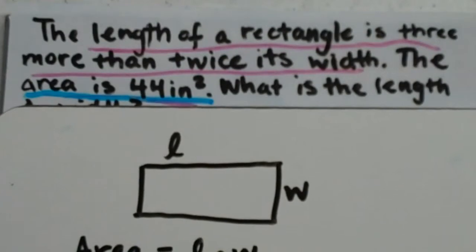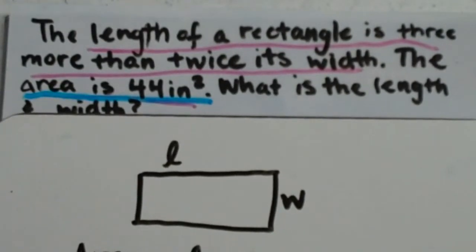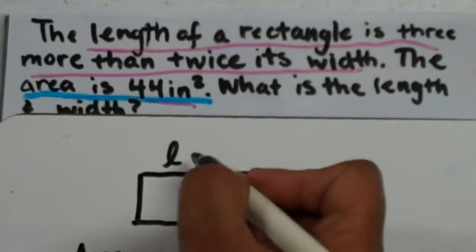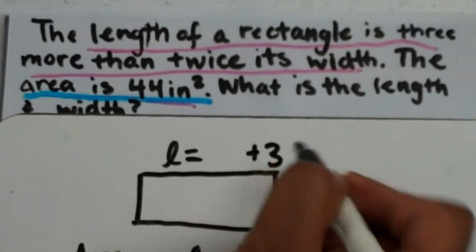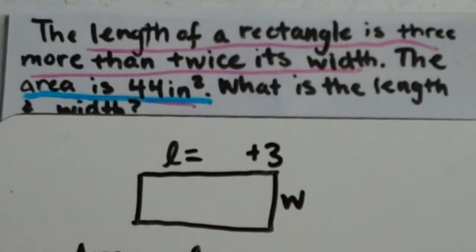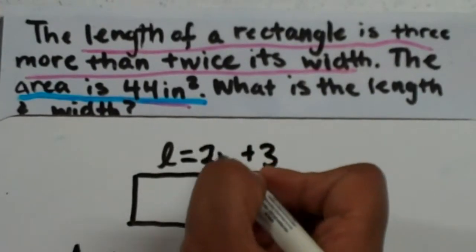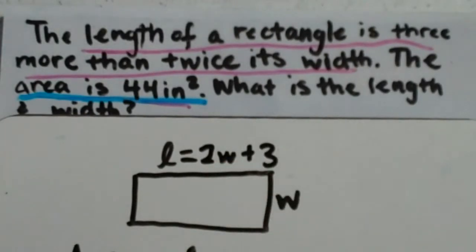There's our little rectangle, and as you see here, we have the length and we have the width. So here it tells us the length. It says the length of a rectangle is, that means equal to, and it says 3 more. 3 more than means plus 3. And then it gives us some more information. It says 3 more than twice its width. So 2 times W. So we have the length is equal to 2 times W plus 3. That's twice the width plus 3.